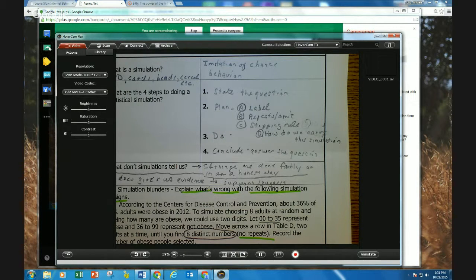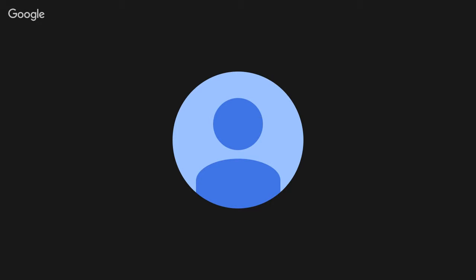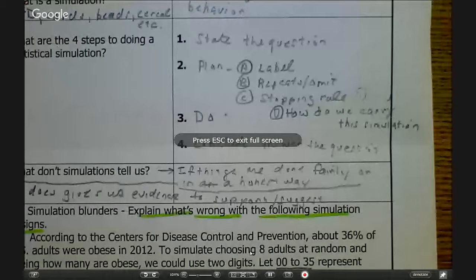I'm sorry, what'd you say? Slide over? No, on the last one. It's right there, HoverCam Plus. I know. There it is. It wasn't there before. Now it should be coming up because it was not there before. Okay. Let's wait a couple seconds.